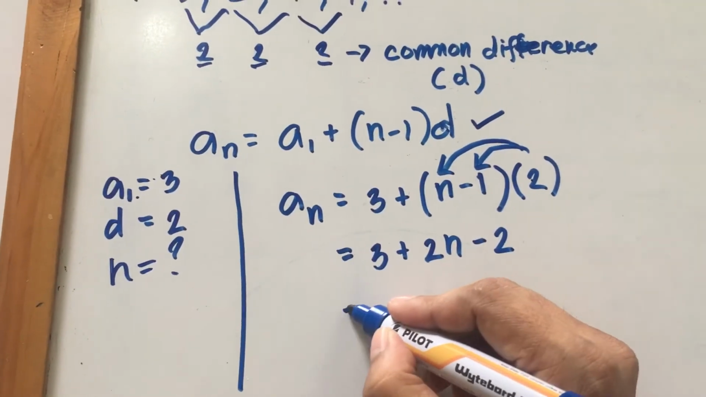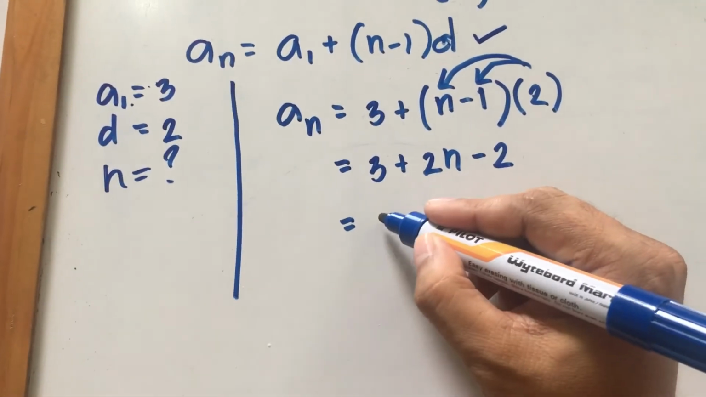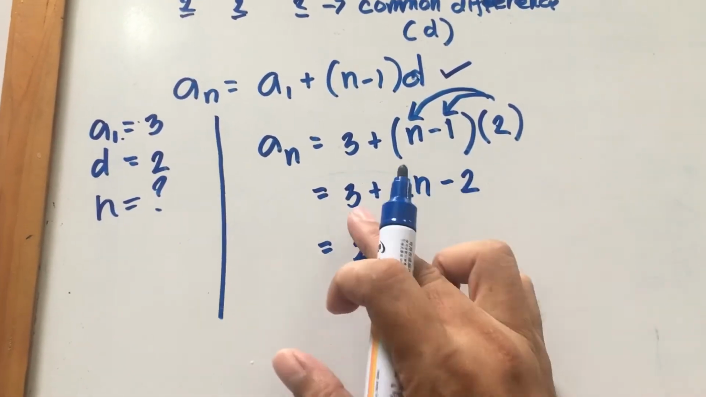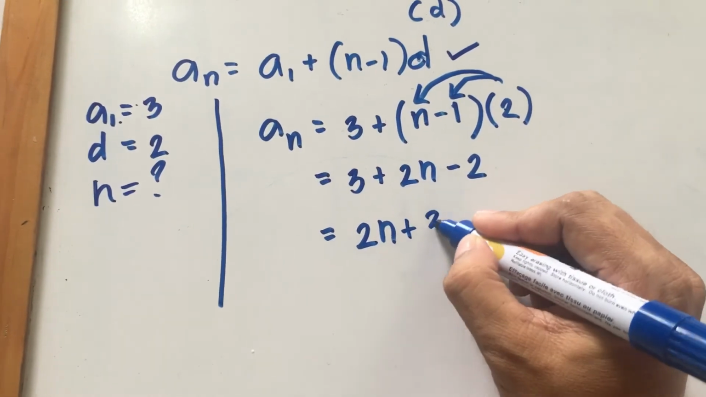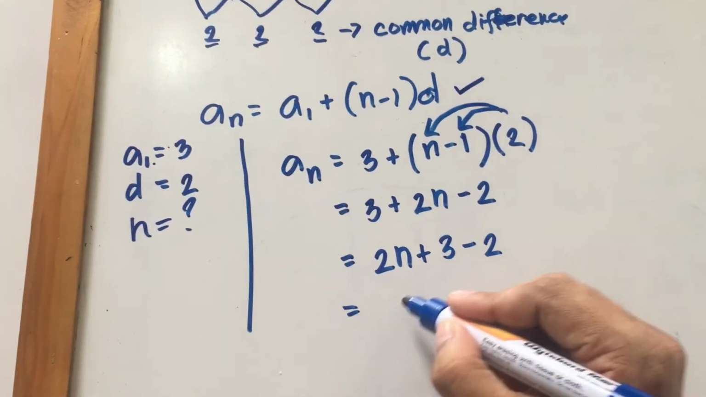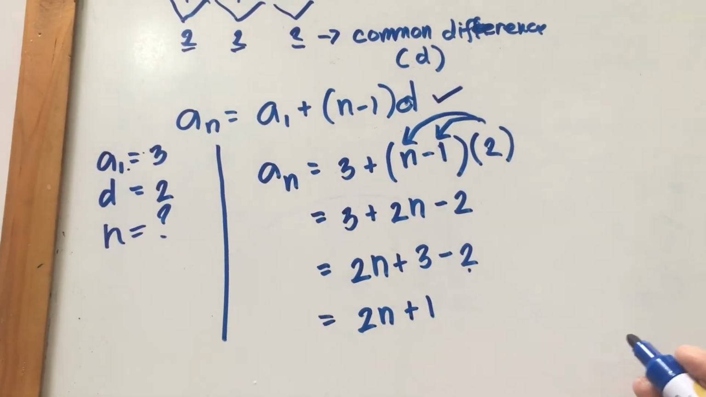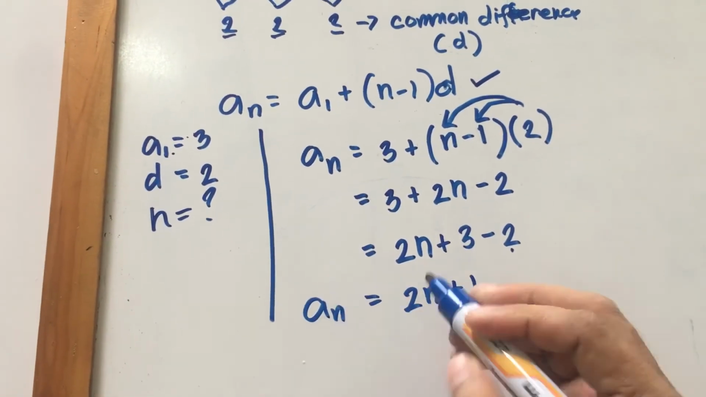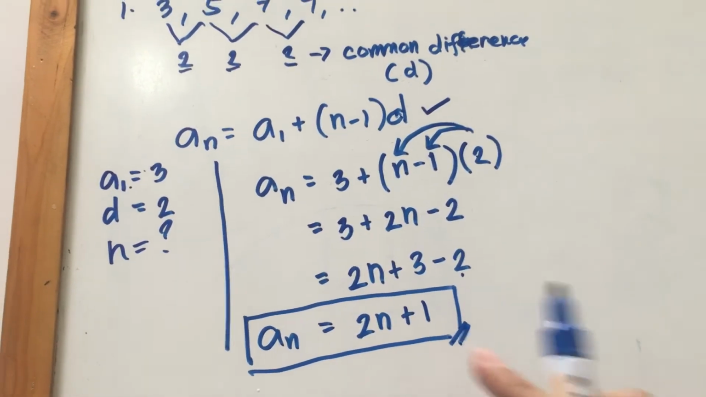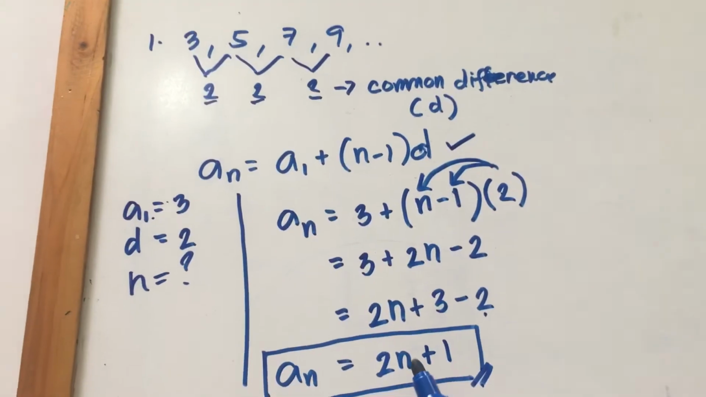Okay? So, so that it won't be difficult, let's arrange it. So, 2n, we put that first. Let's combine the same constant numbers. So, you have 3 plus 3, because that is a positive 3, then minus 2. Okay? So, it becomes 2n. 3 minus 2 is equal to 1. So, therefore, your nth term formula now is a sub n is equal to 2n plus 1. Okay? So, this is now the nth term of your sequence.